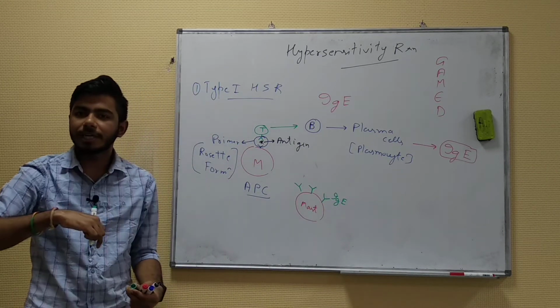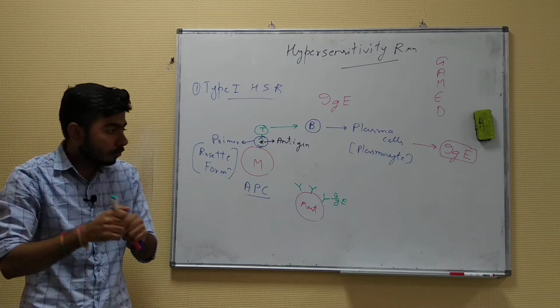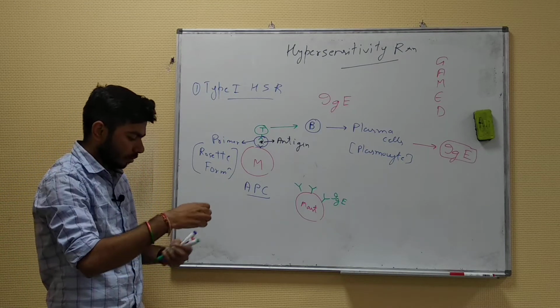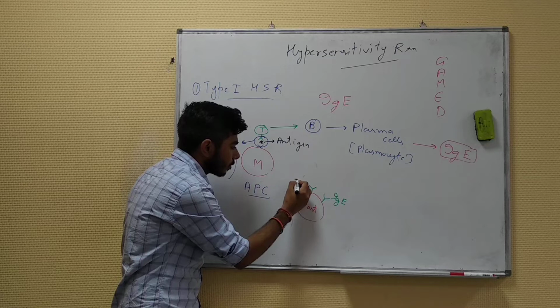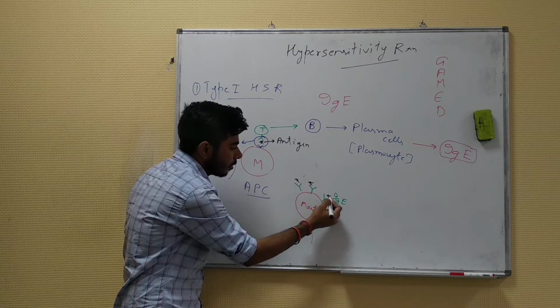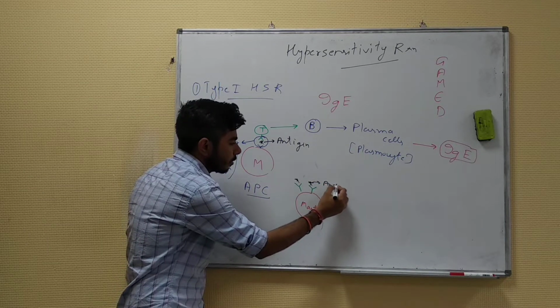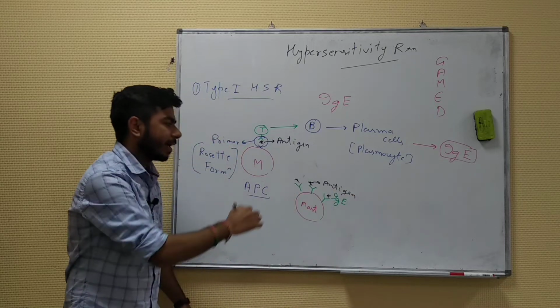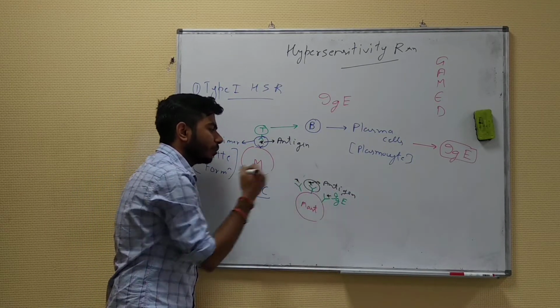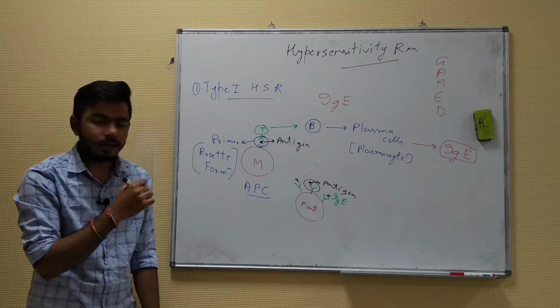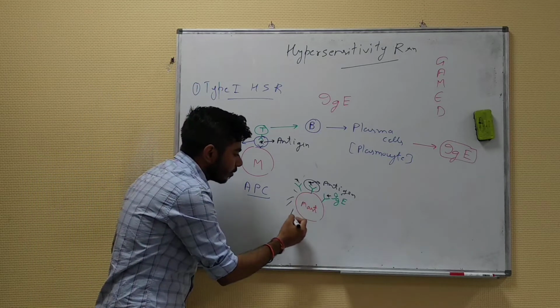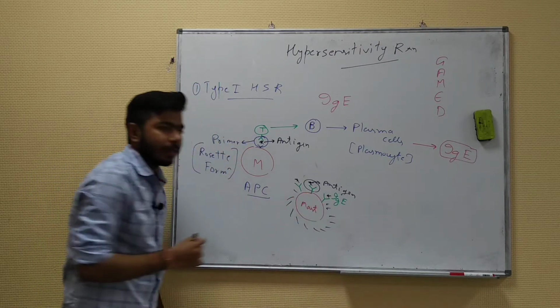Again the pollen grain will come inside, which means antigen is coming inside. Now this antigen will be binding to these antibodies, right? This is the antigen. As this antigen binds to the immunoglobulin, this mast cell will be activated.